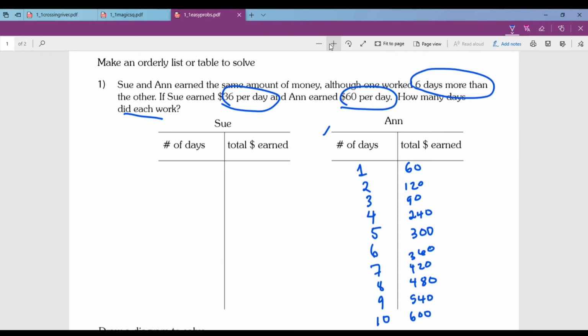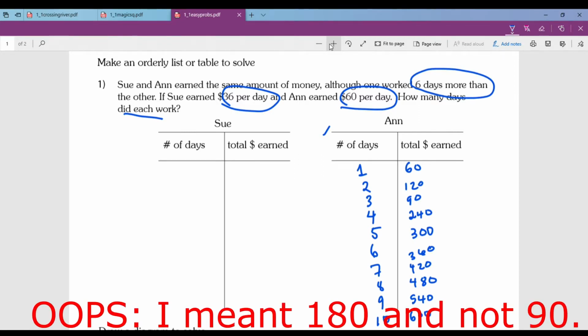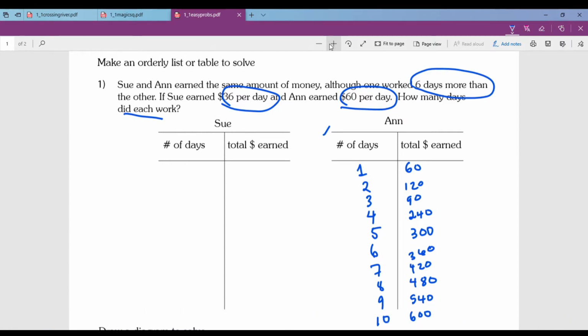And here is the amount of money earned for the days, so double check with yours that you have the same amounts. Now I know Sue worked 6 more days than that of Ann. So if Ann worked 1 day, Sue would have to work 7 days because it's 6 more than 1. So we'll check for 7 and then we'll continue our process from there. 7, 8, 9, 10, 11, 12, 13, 14, 15.